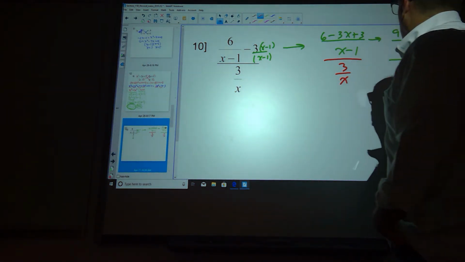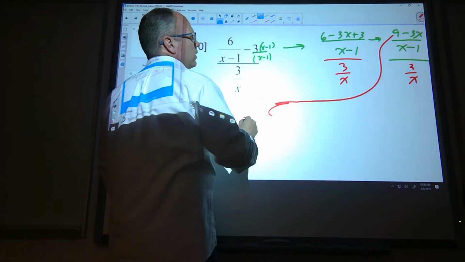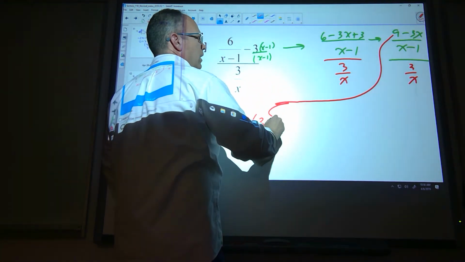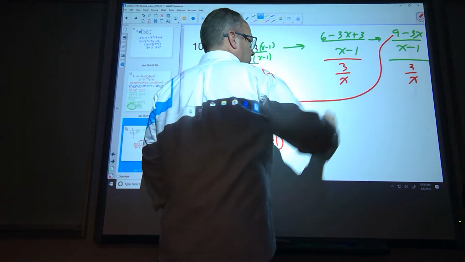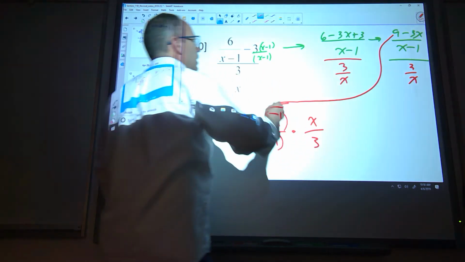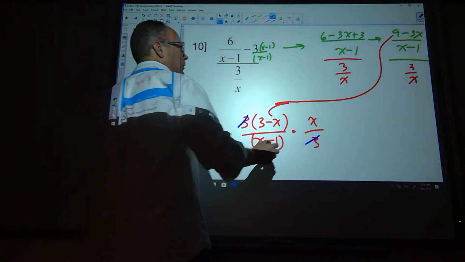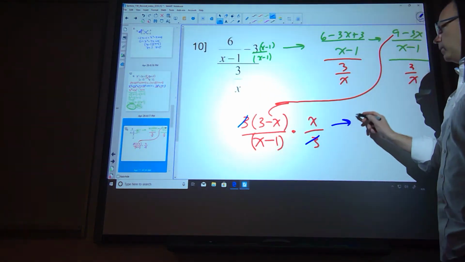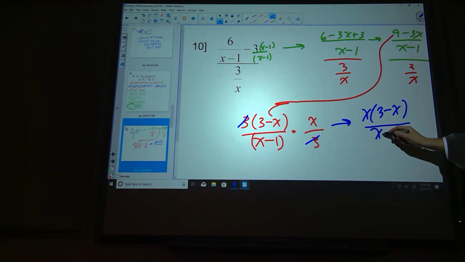All right, so on top here, I'm going to factor 3 out. So I get 3 minus x over x minus 1 times the reciprocal of that, x over 3. Looks like a 3 reduces here to here, and that's it. So 3 minus x. There's our final solution, our final reduced form.